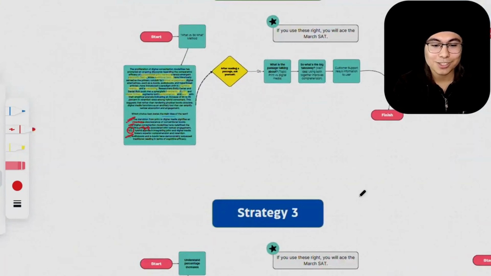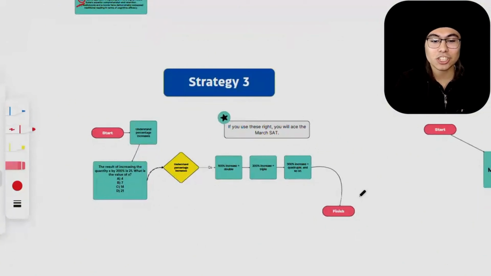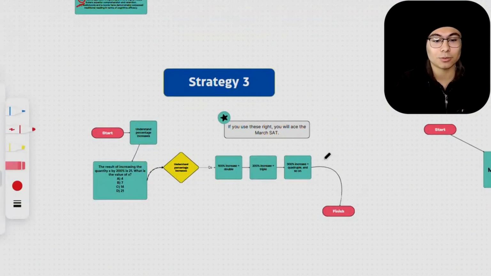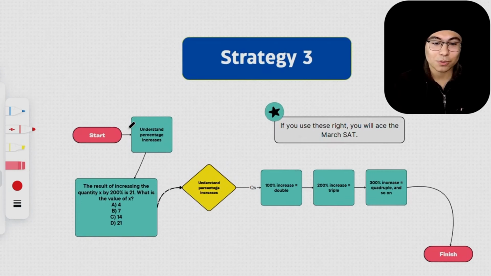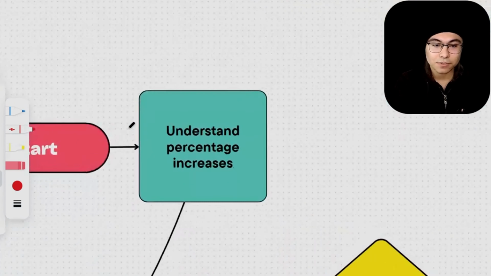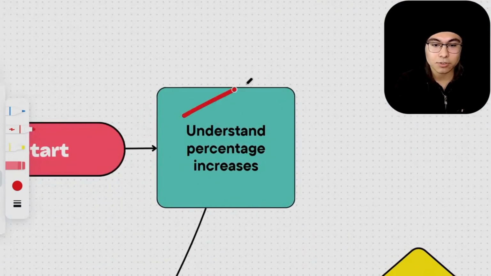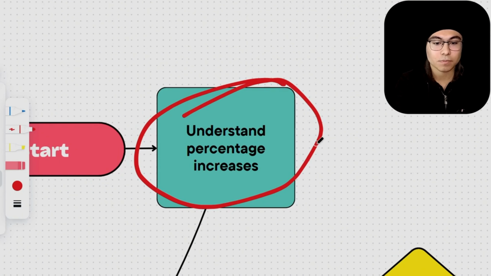And now let's move on to the next strategy. Strategy number 3, and it's also really, really powerful. If you know how to use it well, you can ace your exam. So let's start off. It's all about understanding percentage increases. A lot of the time on the SAT, in many of the exams, there are always questions related to percentages, so it's really important to understand this strategy.